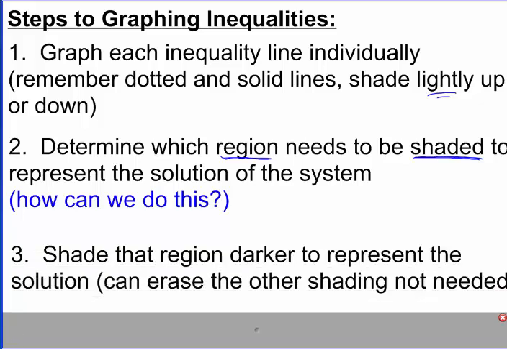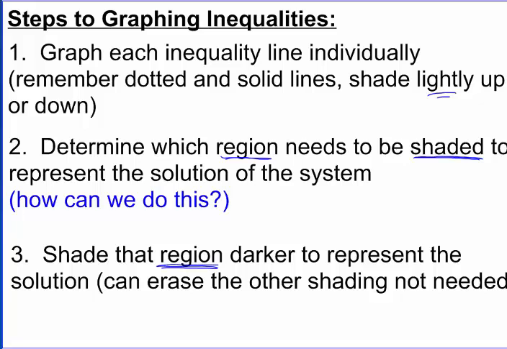Then we shade that region darker to represent the actual solution. You can erase the other shading, though I'm going to show you how you can do it so that you don't have to do any erasing. But it's this shaded region, the overlapping region of the two graphs, that is the actual solution. We want to make sure that it is shaded nice and dark so there's no question about what the solution is. Now we're going to look at our example.